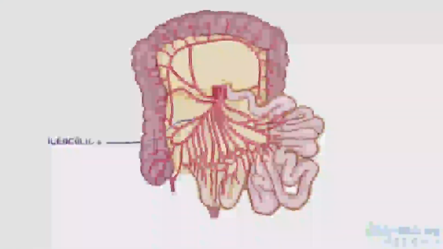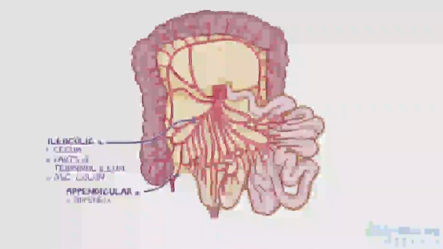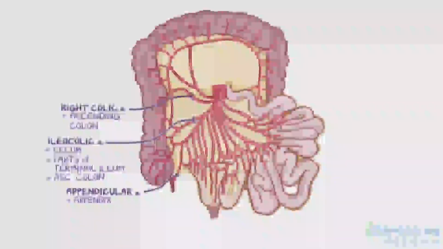Next, the SMA gives off the ileocolic artery, which supplies the cecum and parts of the terminal ileum and ascending colon. It also gives the appendicular artery that goes within the mesoappendix and supplies the appendix. The SMA also gives rise to the right colic artery that travels retroperitoneally to supply the ascending colon. Lastly, the SMA gives off the middle colic artery, which ascends retroperitoneally within the transverse mesocolon to supply the transverse colon.